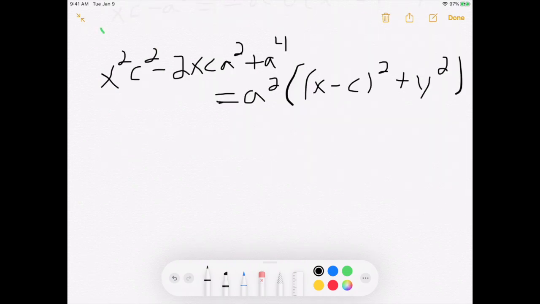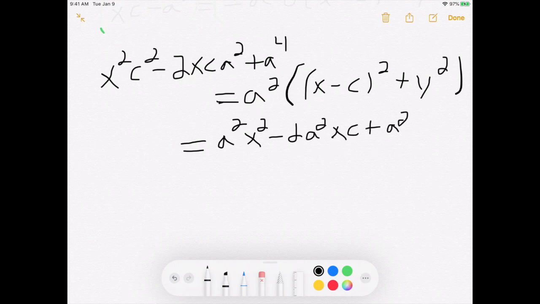So now what I'm going to do is work on expanding my right side. So I'm not going to rewrite the left. And I'm going to distribute the a squared. So we're going to get an a squared x squared. We're going to get a minus 2a squared xc. We're going to get a plus a squared c squared. And we're going to get plus a squared y squared. And luckily, we do get something that cancels out at least.